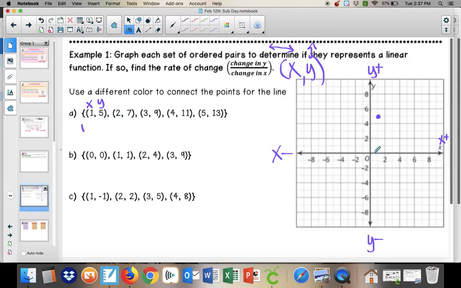Then I have 2, 7. So I'm going to start in the middle again. 2 positive means I go to the right 2. 7 positive means I go up 7. And it goes right there.